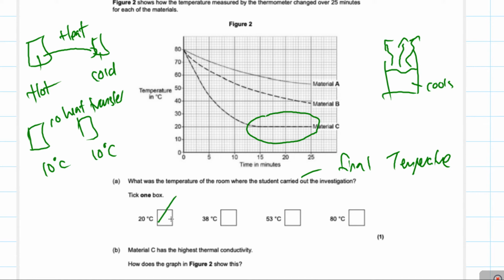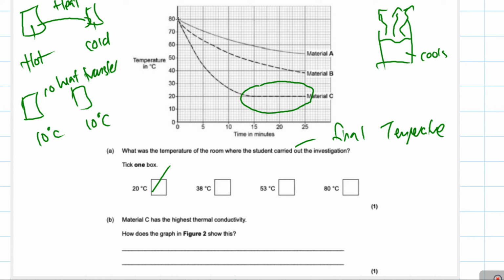Material C has the highest thermal conductivity. Explain how figure 2 shows it. So thermal conductivity means that it transfers heat very well, and we can see that material C is very good at this because it has the biggest temperature drop. It goes from 80, very quickly reduces down all the way to 20. So therefore, figure 2 shows this because it has the greatest temperature drop.